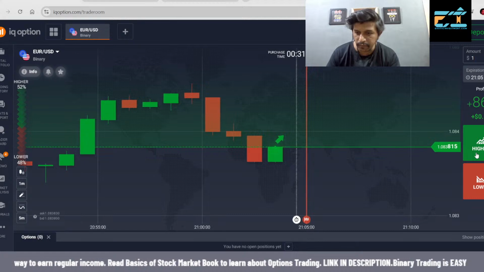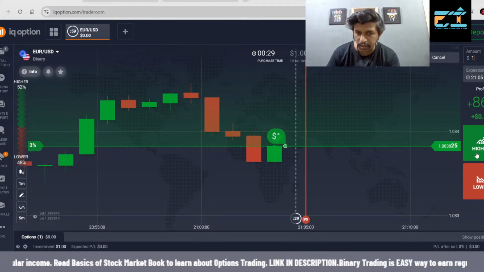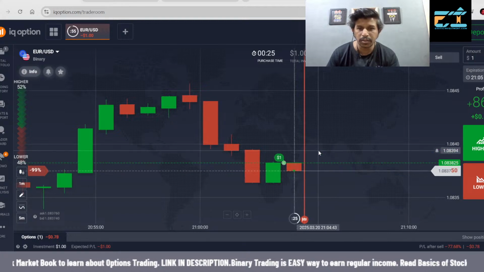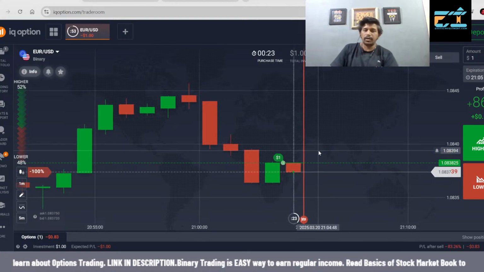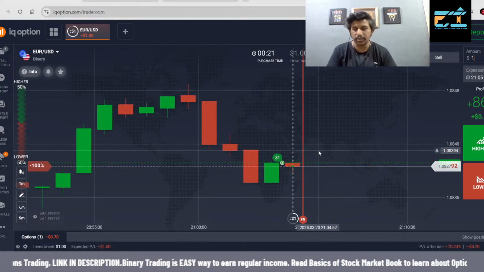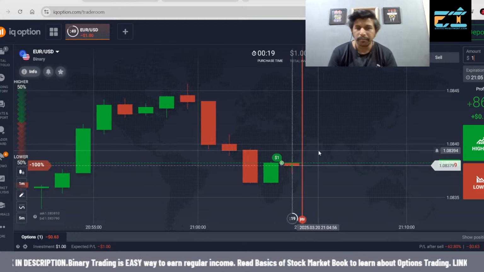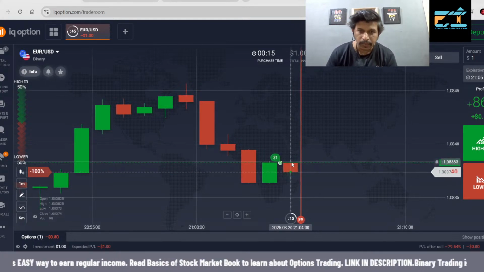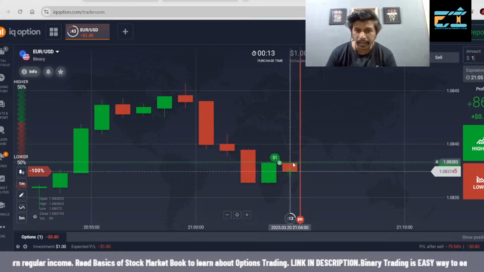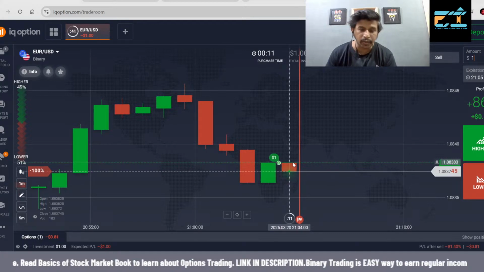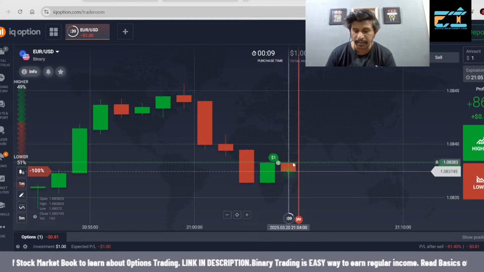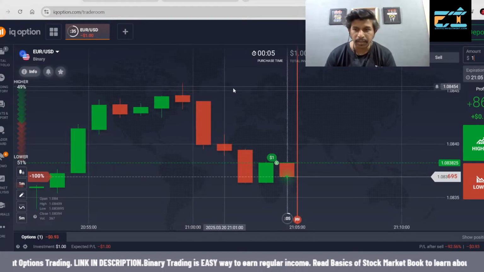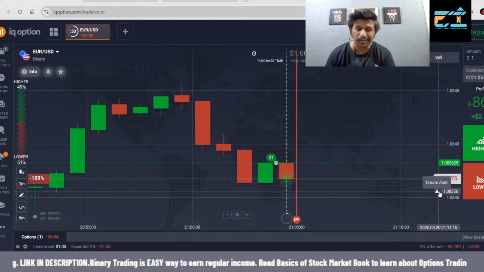57, 58, 59, 10. I took the trade and I am probably losing. It turned red as soon as I took the trade. Okay, no problem. I took the trade exactly at zero, so it opened at zero and I took it exactly at that particular level of open. So this is good.